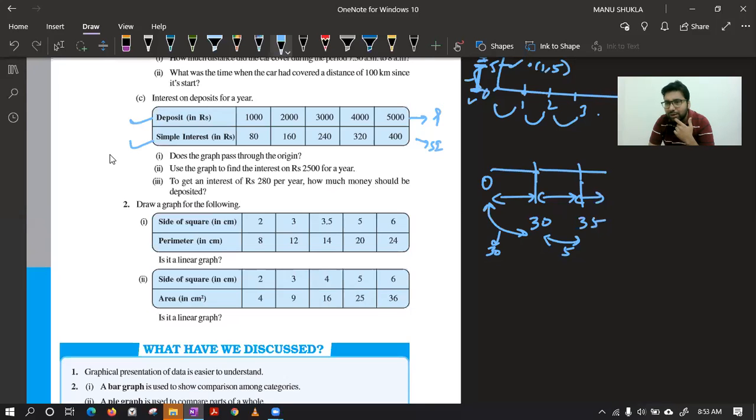Sir, can a kink also be there on x-axis and y-axis at the same time? Yes, Vardhan, it is always possible. You can have a kink both on x-axis as well as y-axis depending on the scale you are using.